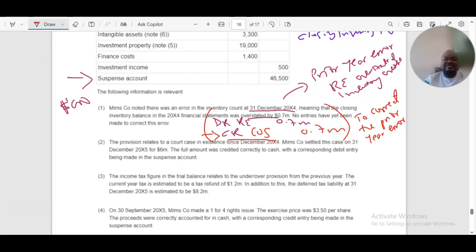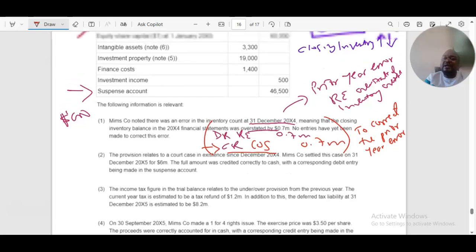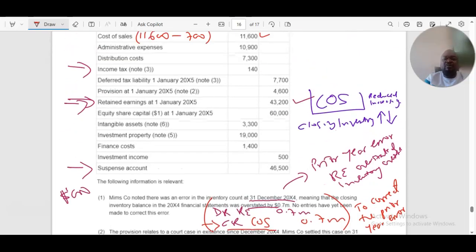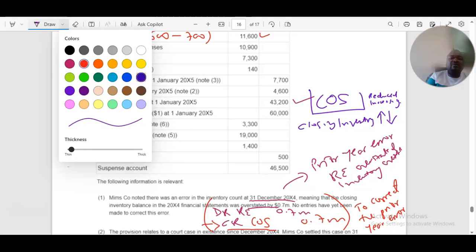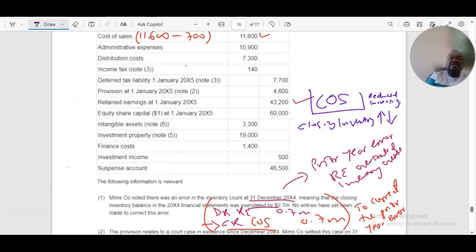Good. All right, now let's go to note 2. The provision relates to a court case. So you go back again to the question and look for the provision. Let me tidy up this place. If you ask the question, provision, where are you? It will tell you that I'm here.